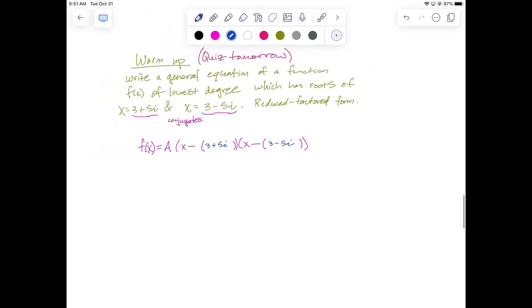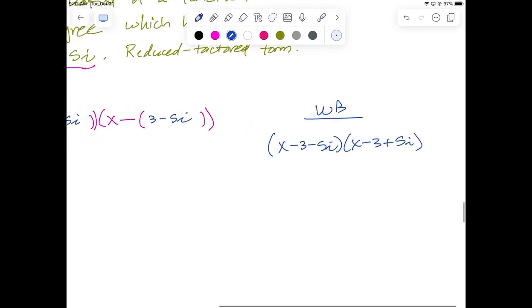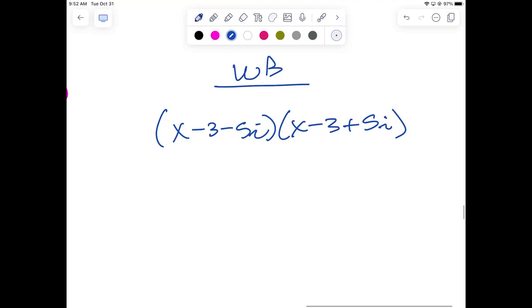Now, just like we did in the previous section when we had radical binomial roots, we're going to go off to the side here on our workbench, and we're going to expand that out. So the first thing I'm going to do is distribute the negative. So I get x minus 3 minus 5i, and then x minus 3 plus 5i. Okay, I saw y'all doing that, so that's good. And now FOIL doesn't work, so we'll just distribute.